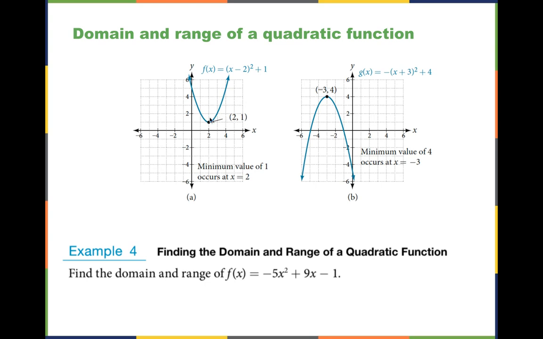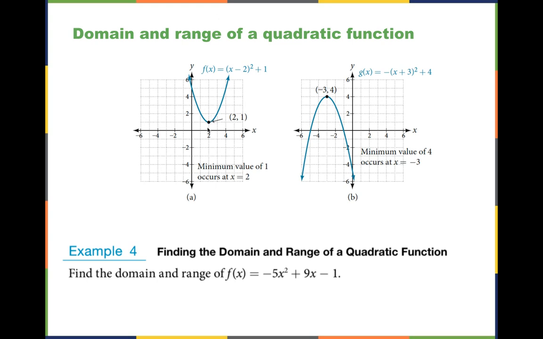And what's the range? Well, it opens up. So it's going to be the y value of the vertex, 1 to infinity. Right? How about this one? Here the vertex is at negative 3, 4. Yep. And it opens down because of this negative leading coefficient. So if a parabola opens down, it's going to be from negative infinity to the y value of the vertex, right? So this will be from negative infinity to 4. This will be from 1 to infinity.